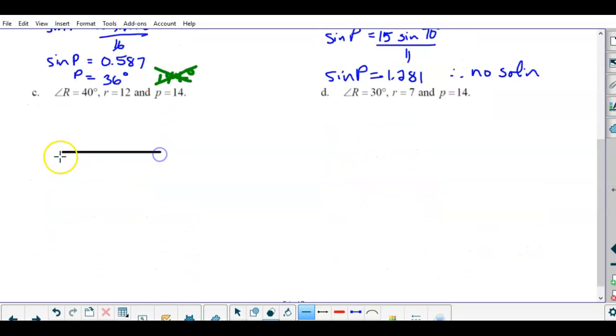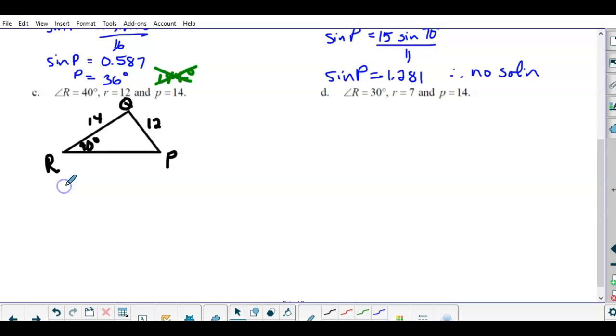My horizontal there, and my R is 40. So kind of like that. So my side would be 12, which would be across from it. And so I'll join this up like this. So this would be my R, and it's 40. Okay, this would be 12. I'll make this P this time. Doesn't really matter which one. If I do that P, then this would be 14 over here. No matter what, I'm trying to find angle P.